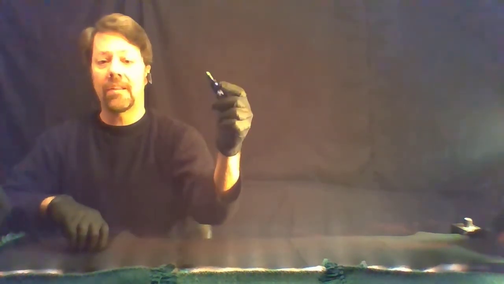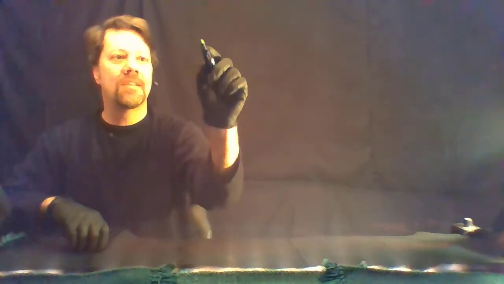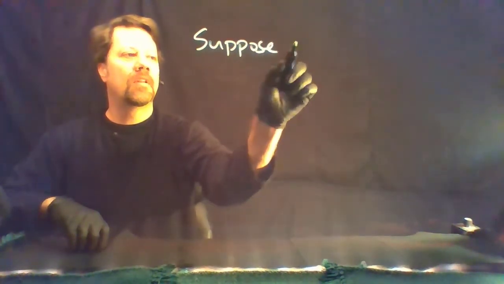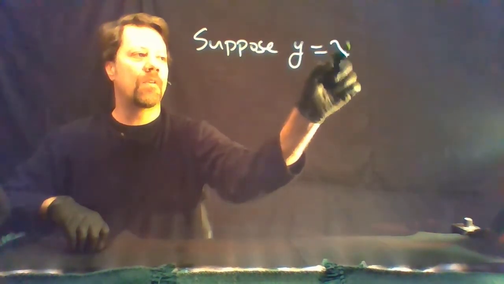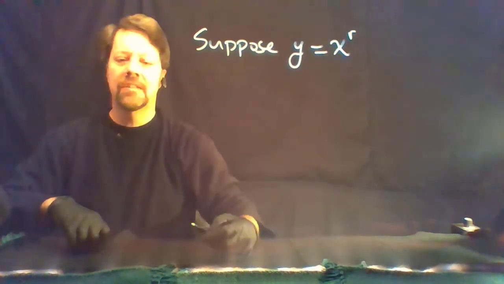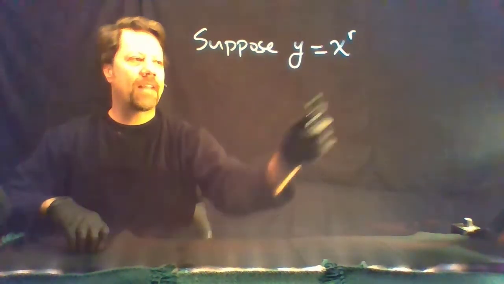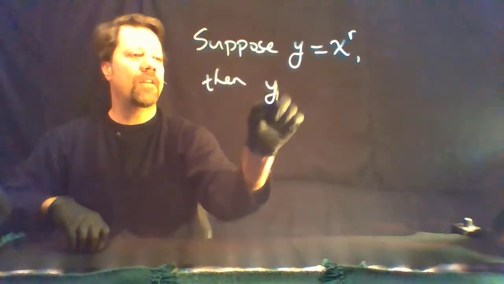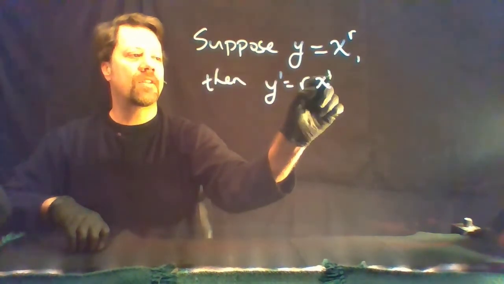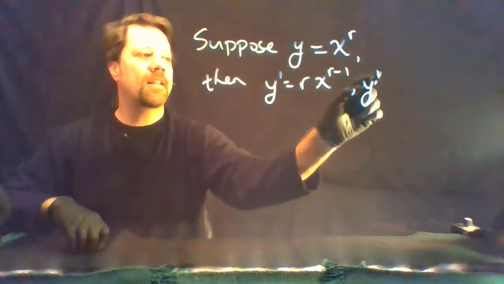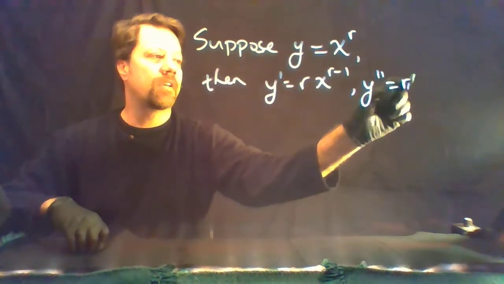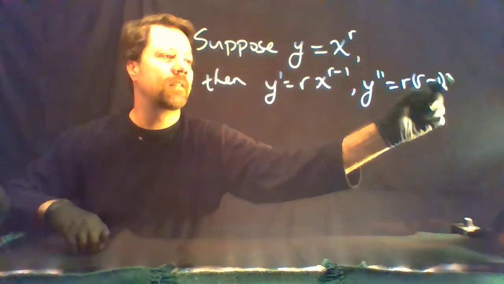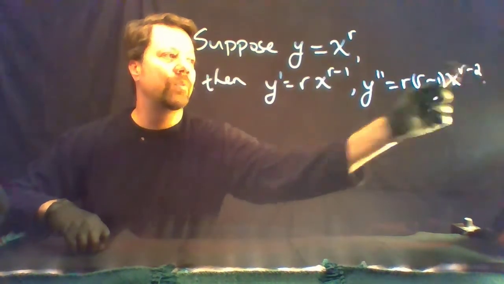We begin by making a reasonable hypothesis. All of the coefficients are powers of x. So we're going to suppose that the solution is of the form x to the power r for some real number r. If that's the case, then the derivative is r x to the r minus 1, and the second order derivative is r times r minus 1, x to the r minus 2.